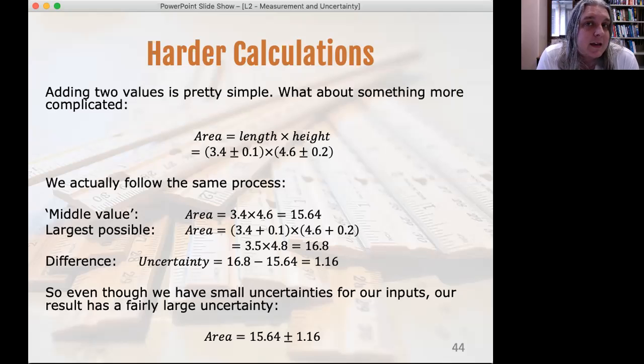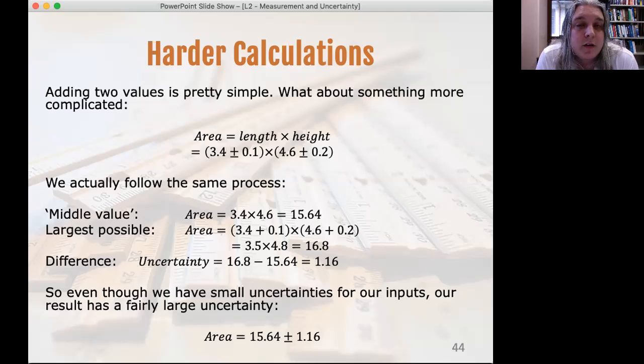We then find the largest possible area. So the largest possible area would be when both the length and the height were right at the top ends of their ranges. And that gives us 16.8 as our largest possible area. The difference then tells us the uncertainty, which in this case is 1.16. So that means that we have 15.64 plus or minus 1.16.